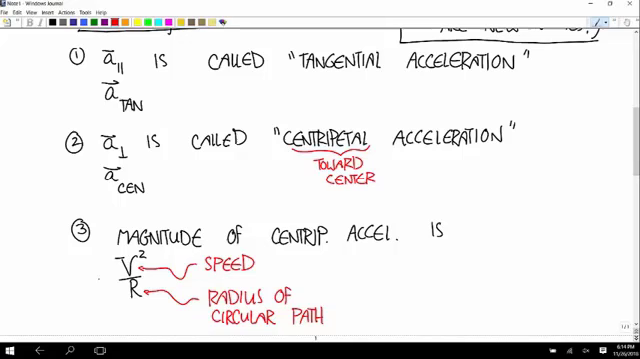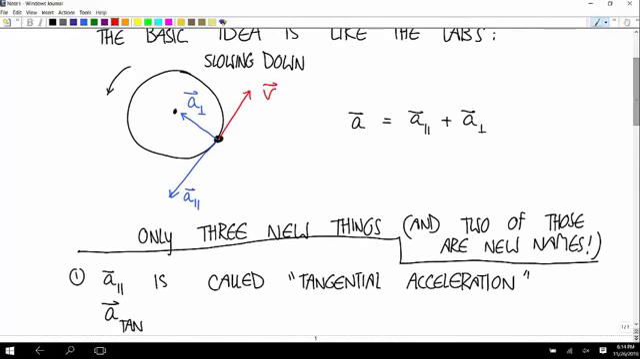But right now we're just thinking about the magnitude. We already know the direction of that perpendicular, the centripetal acceleration. It's toward the center. So we know the direction, and now we have a way to calculate the magnitude. If you combine those two, you have the full vector, and you can do calculations.